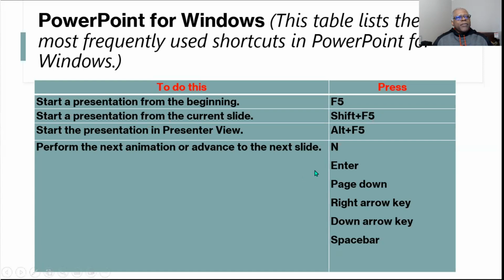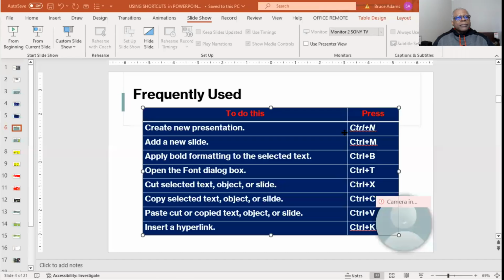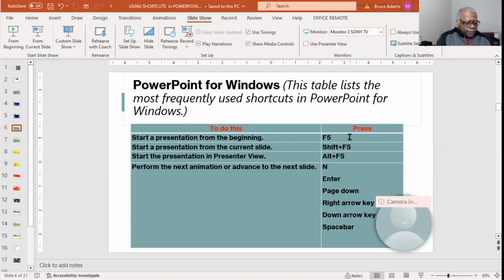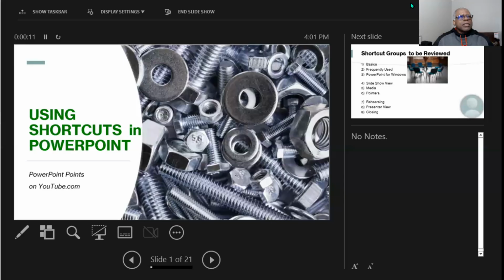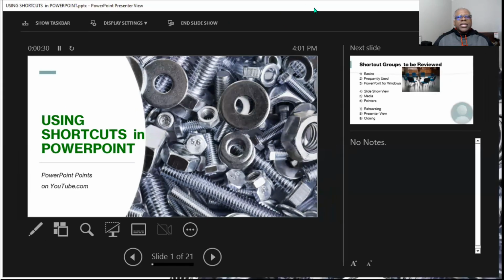Other items for PowerPoint shortcuts, we've talked about F5, Shift F5. Here's one here I hadn't used before. Alt F5. And while we're here, somewhere along the way, we can press Tab and highlight the different areas in this presenter view. So let's move it back, get back to our list.